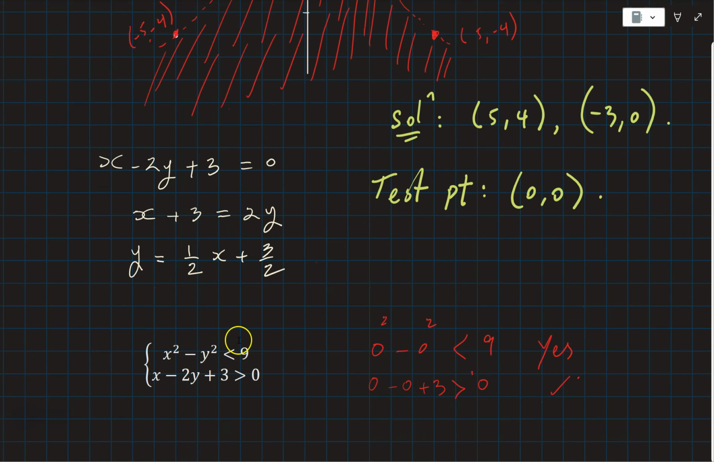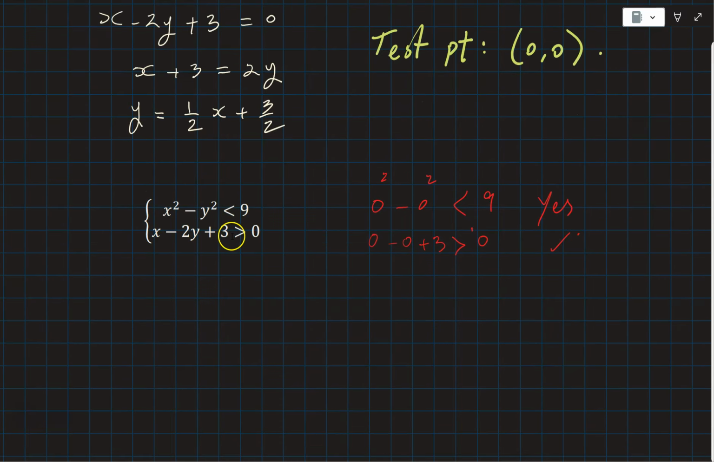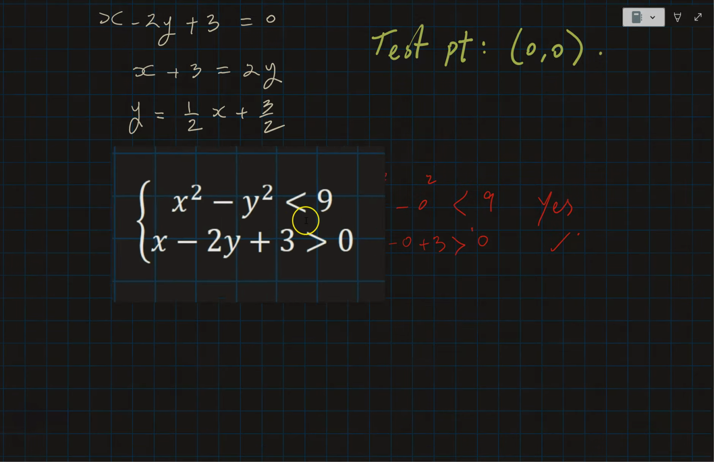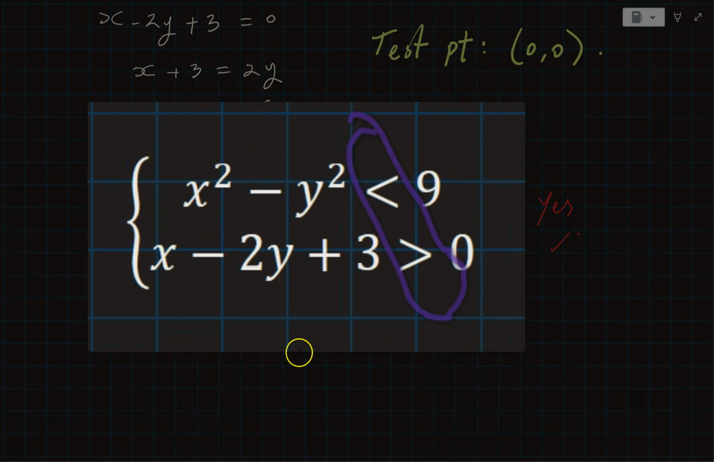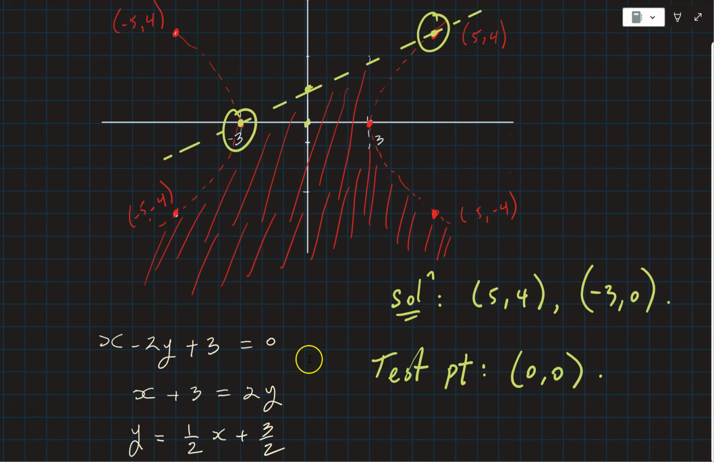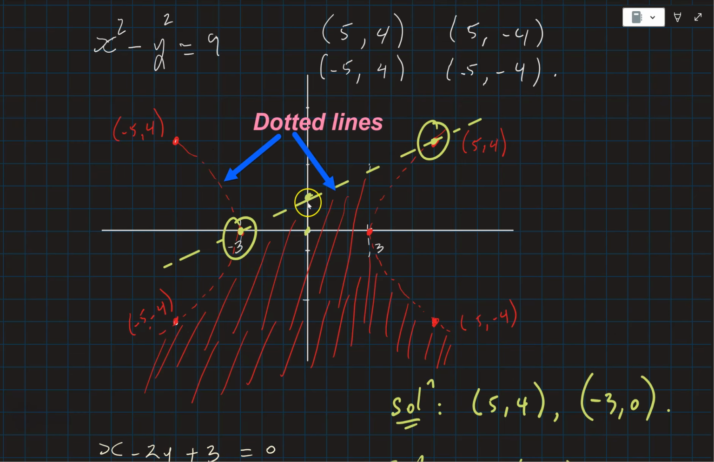Now, one important thing to pay attention to is that in each inequality of this system, we have an inequality sign that doesn't include an equal sign. That means the boundary lines that create these graphs cannot be solid lines. So that's one of the reasons we have to create a dotted line for the hyperbola and a dotted line for the line. What does that mean?